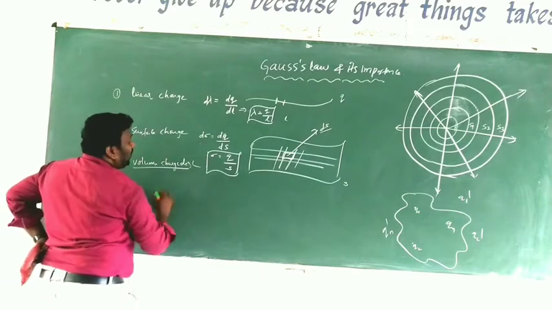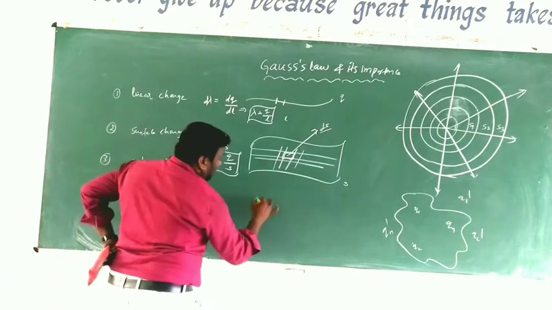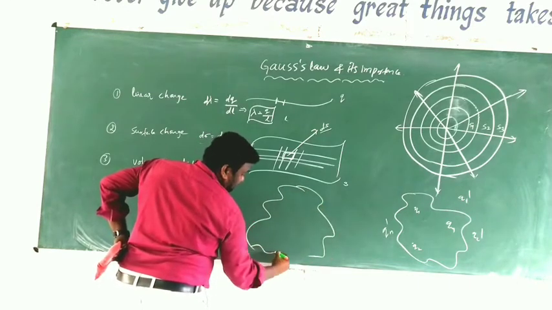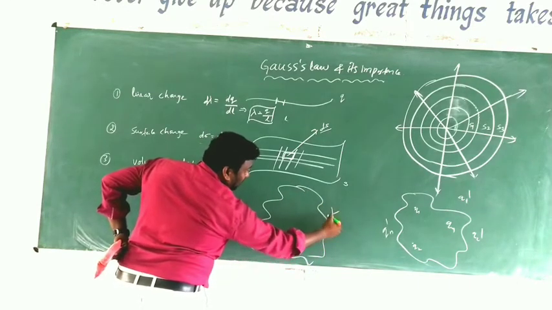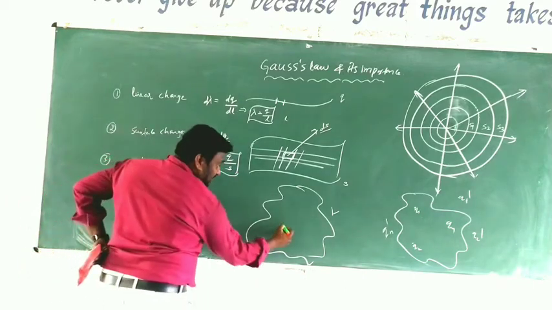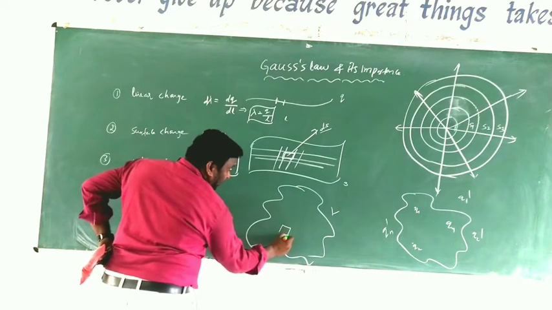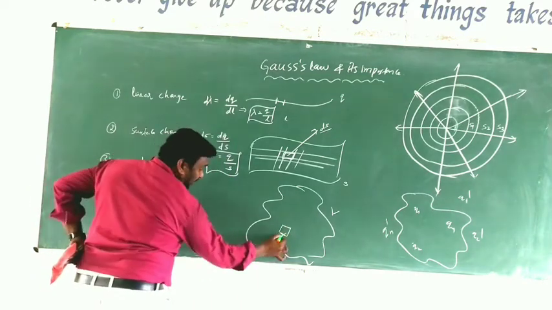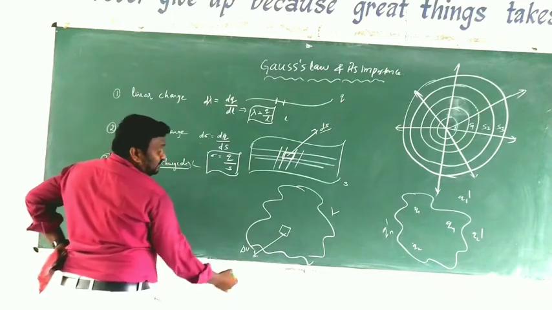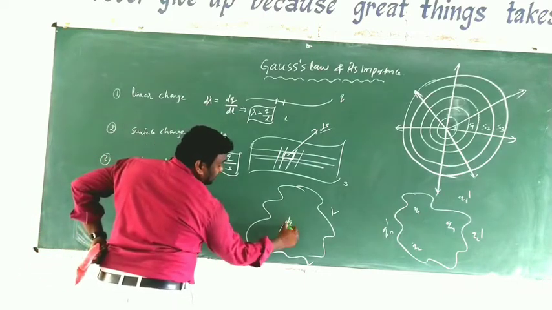Similarly, volume charge distribution. For example, now we have taken one body that has some volume V. In that volume we take a small element, and its volume is delta V. Then what is the charge available on that element?